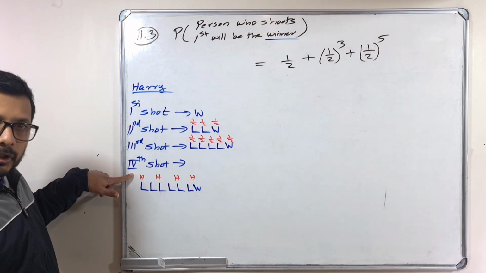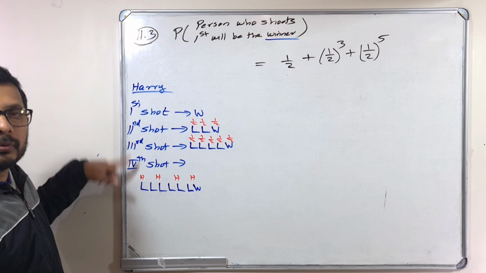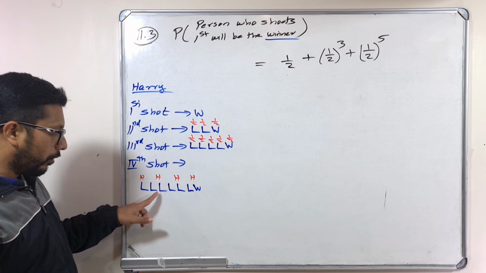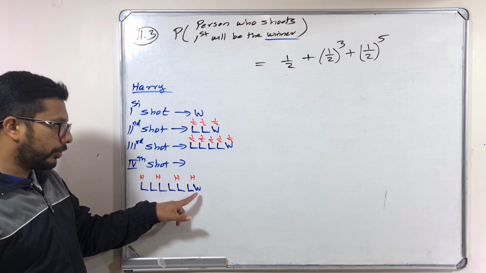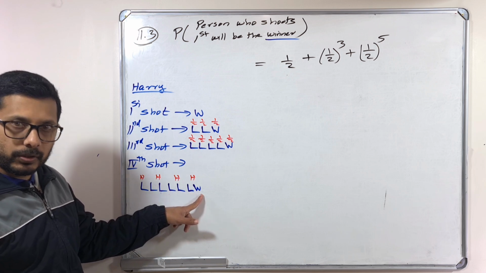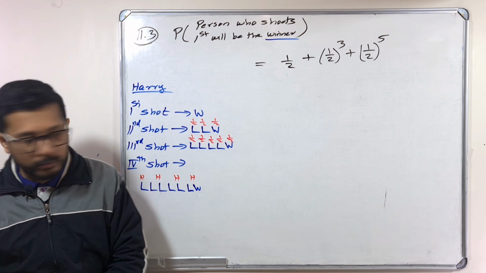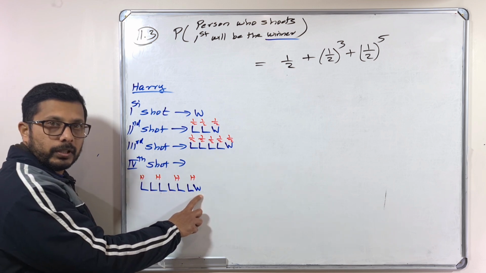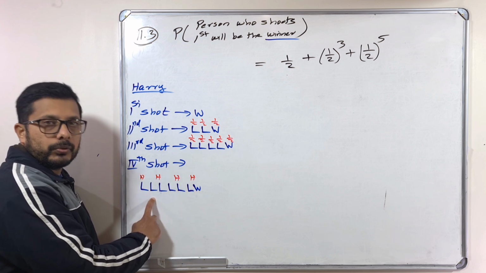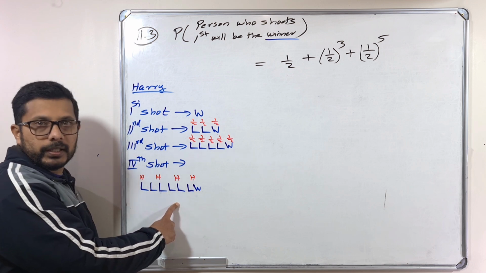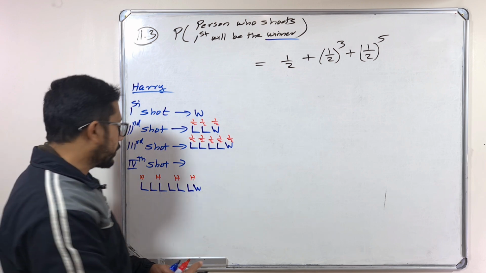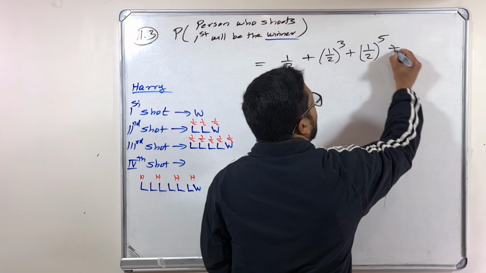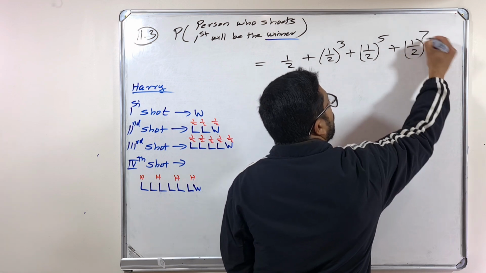Then for the fourth shot, what is the probability of Harry winning? This is 1 over 2, 1 over 2, 1 over 2, 1 over 2, 1 over 2, 1 over 2, 1 over 2. Win also 1 over 2 probability. So how many 1 over 2s are there? 1, 2, 3, 4, 5, 6, 7, 1 over 2. That means 1 over 2 times 1 over 2 times 1 over 2, like that. How many? 7. So the probability for the fourth shot win is 1 over 2 the whole raised to 7.